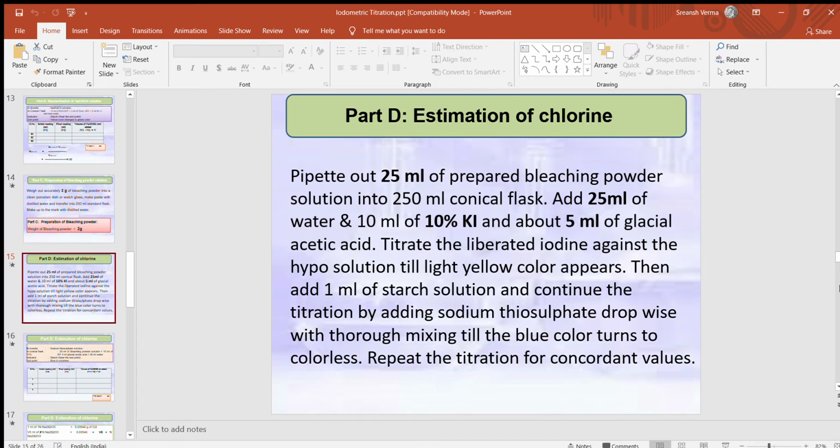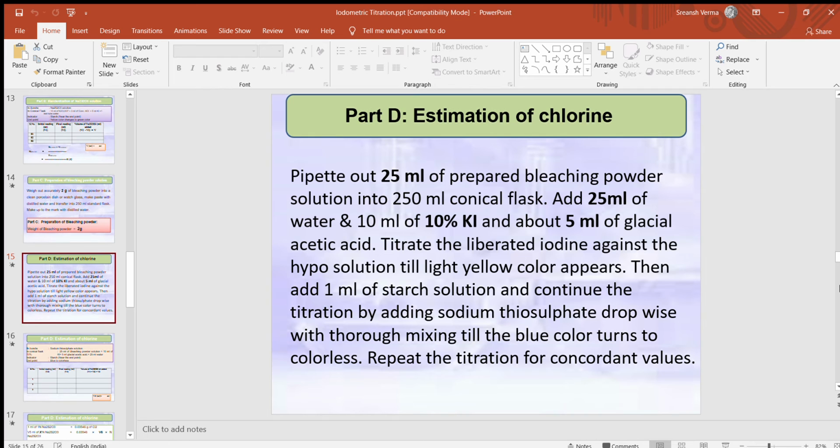So once your solution turns into dark color, titrate it against hypo, and at the end point you are going to see that the dark color is basically because of the formation of a charge transfer complex, that is the starch iodide complex. So that is why I'm telling you that you are having a dark bluish or dark bluish black color, because of the formation of a starch iodide complex.